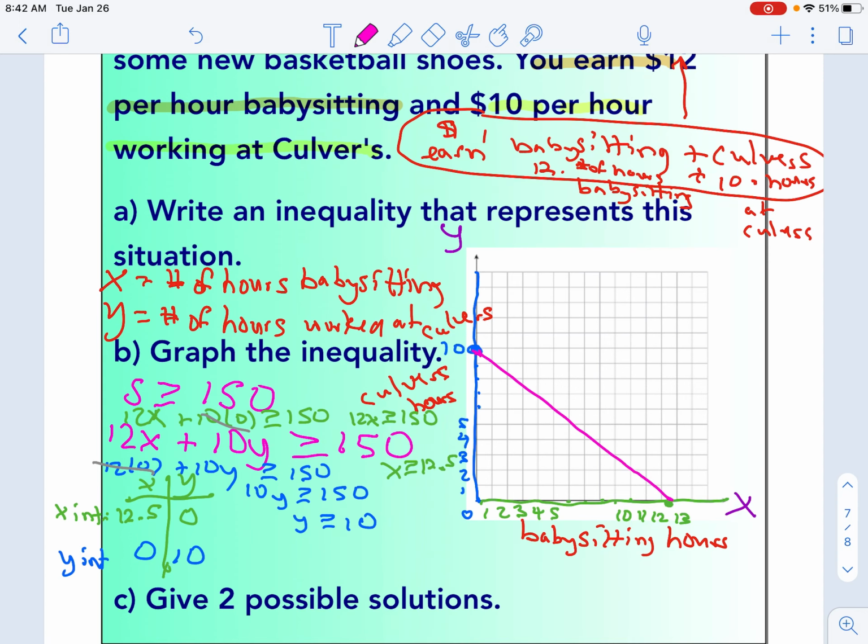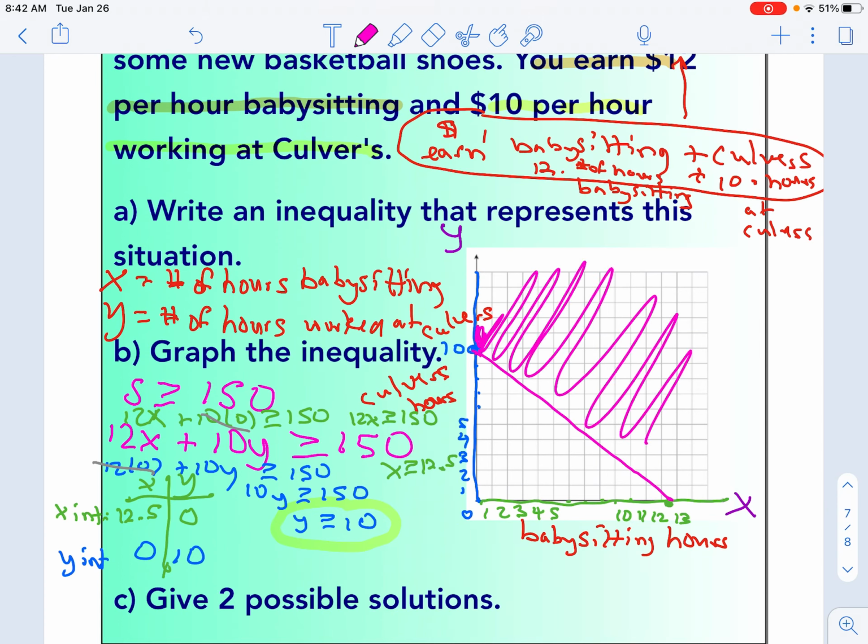And now I have to figure out which side to shade. You don't just automatically shade in this region right here. You have to look at what the inequality says. This part of the inequality says the y values have to be greater than or equal to 10. Okay, so the y values greater than or equal to 10 would be, here's where y is greater than 10, so this is where I shade for that piece. And now let's check the other piece. The x values have to also be greater than or equal to 12.5, so that's the area I shade.